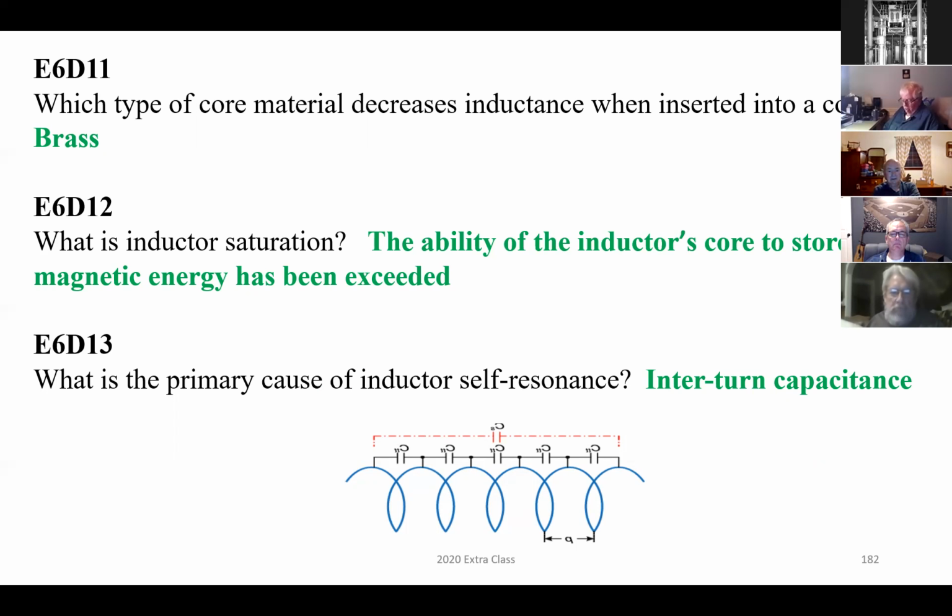13. What is the primary cause of inductor self-resonance? It's going to be A, interturn capacitance. Yeah, so in between each turn, there's a slight gap. And anytime you have that gap, you have a little bit of capacitance.